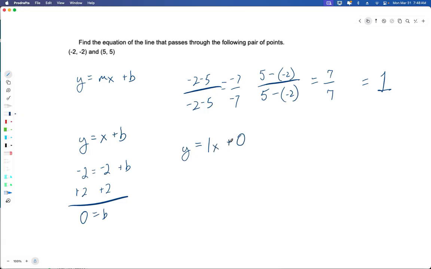Okay, so the 0 adds nothing. So that goes away, right? And the 1 is invisible. So y is equal to x. That's all you had to put in your blank right there. Y is equal to x. You just put the x in the blank.